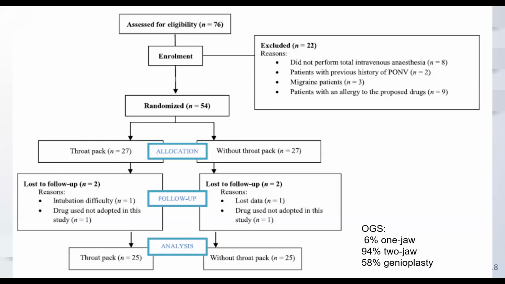This is the flow chart of patient recruitment into the study according to the CONSORT statement. 76 patients were enrolled and 22 were excluded because they did not fit the study criteria. And 2 patients in each group were lost to follow-up and were excluded from the data analysis. Therefore, a total of 50 patients were included in the analysis. All 50 patients underwent sagittal osteotomy, 47 patients also underwent a Le Fort 1 osteotomy, and 29 patients underwent a genioplasty.